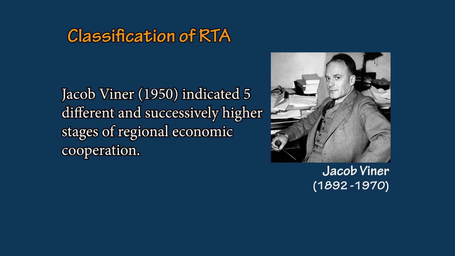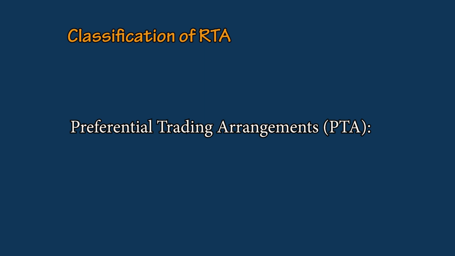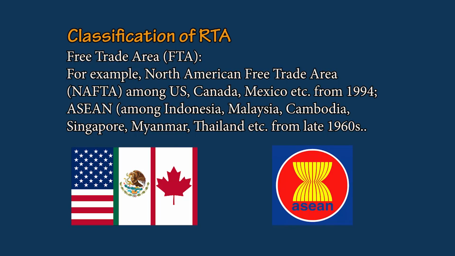Now, Jacob Viner, a famous economist, has indicated 5 different and successively higher stages of regional economic cooperation, which starts with the preferential trade agreement. What is a preferential trade agreement? This is an agreement between some countries where they agree to gradually reduce the tariff and non-tariff barriers for the member countries. The next stage is the free trade area, where the member countries completely abolish the tariff and non-tariff barriers. For example, we observe NAFTA, North American Free Trade Area, or ASEAN, Association of Southeast Asian Nations. These are examples of free trade area.